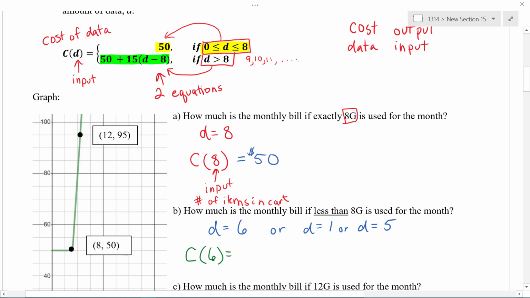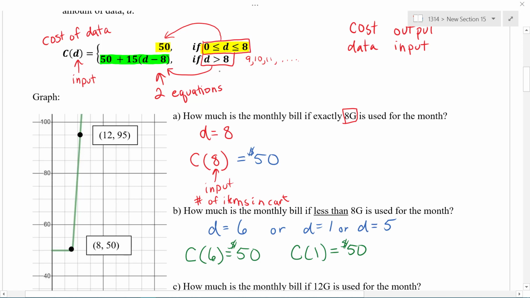Well, this item is 6, right? Our D value is 6, and that's definitely between 0 and 8. So we're going to use equation 1, and our bill is still $50. That same logic would apply if we put 1 gigabyte, or a D value of 1, into the function. The bill would still be $50.